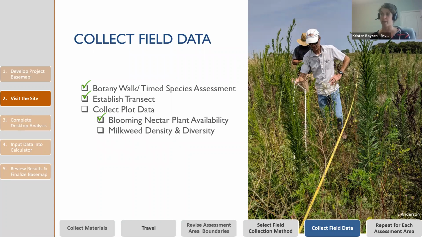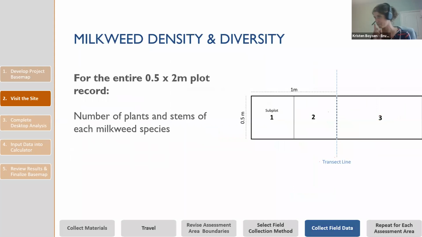Now we get to look at milkweed density and diversity. So for milkweed, we don't look at the subplots. We just look at the full 1 square meter plot, and we record the number of plants and stems for every milkweed within the plot. So this time we don't have to worry about these subplots, and we just look at this whole enchilada.